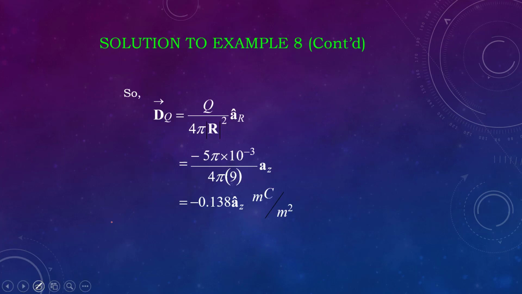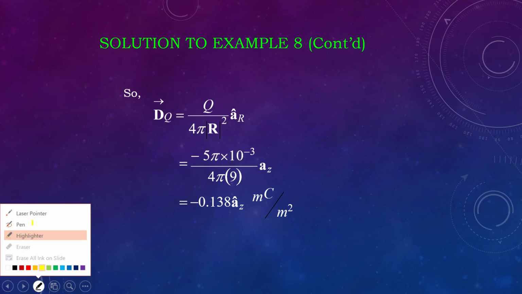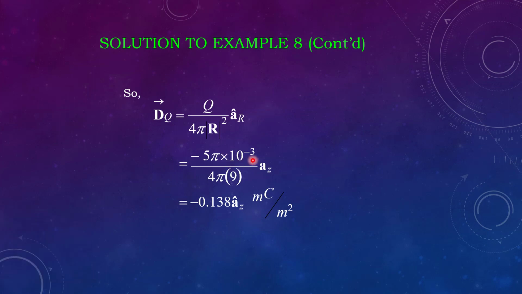Then if I put these two values in dq, then dq is q. What is q? It is minus 5 pi into 10 raised to minus 3. Milli means 10 raised to minus 3. Divided by 4 pi r square. r is 3, 3 square means 9. ar cap is just az cap. So if you solve this, we will get dq equal to minus 0.138 az cap into 10 raised to minus 3, in millicoulomb per meter square.